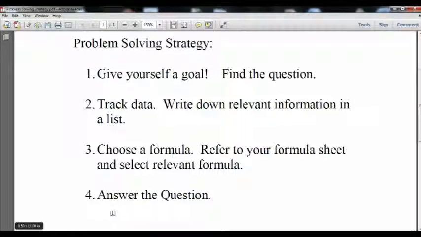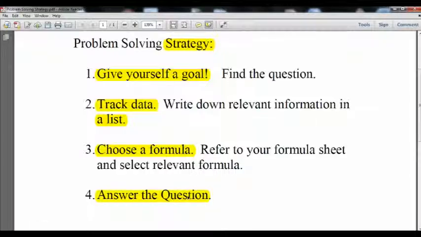Before I move on, I want to remind people that the focus is your strategy for approaching the problem. Obviously, we fill in some blanks with knowledge and experienced selection of formula, but you absolutely must give yourself a goal every time. You must track data, pull it out of paragraph form, and make a list. Choose your formula and answer the question.